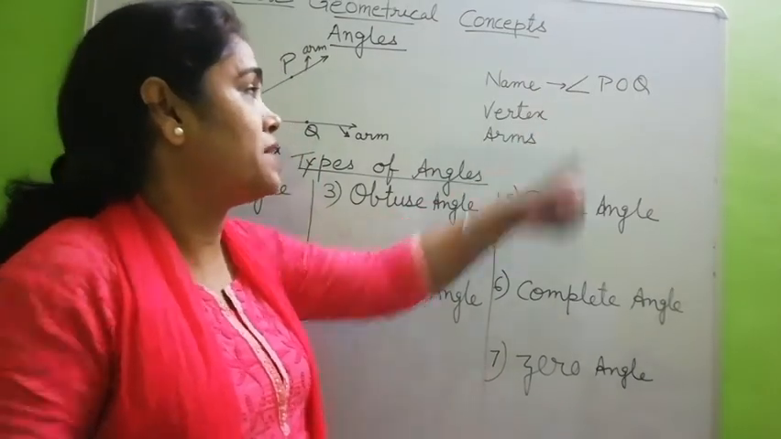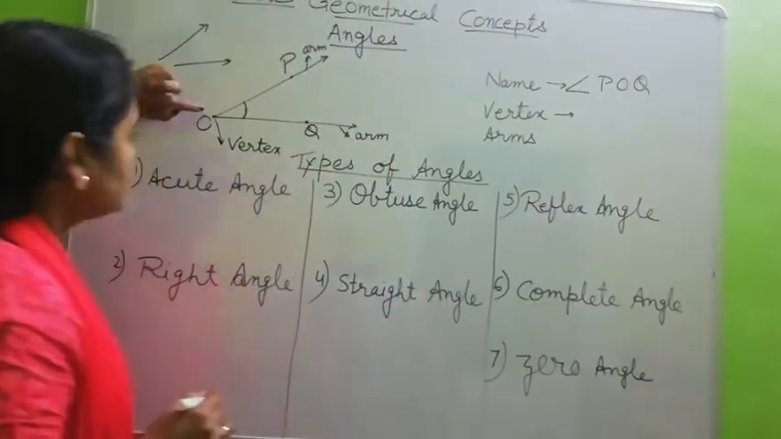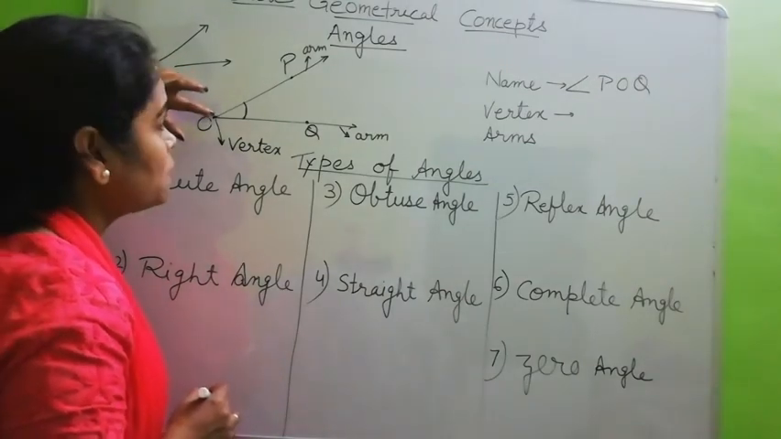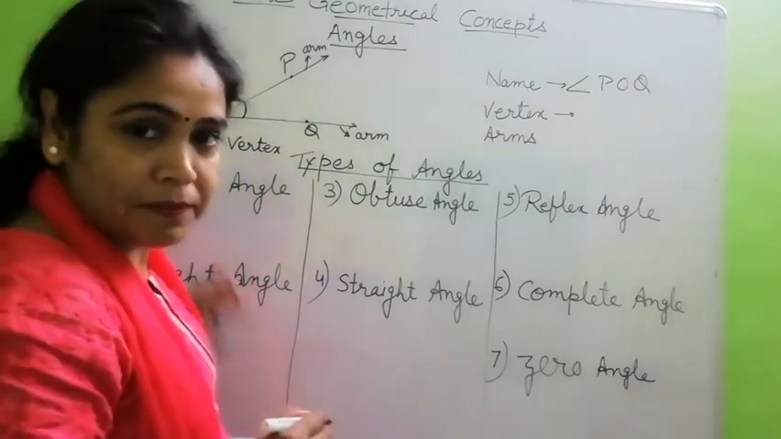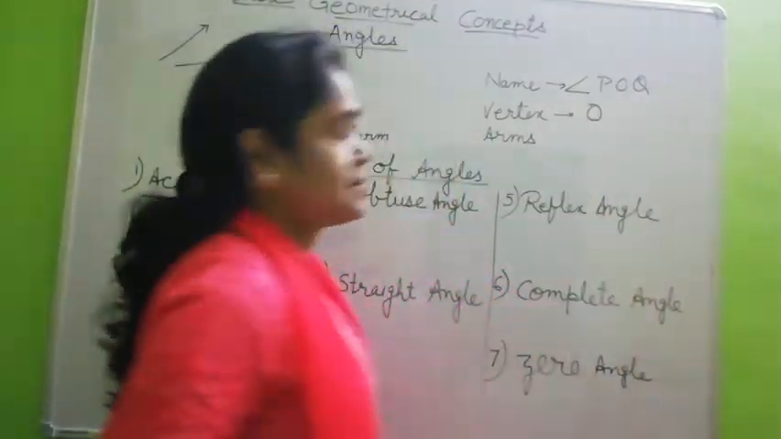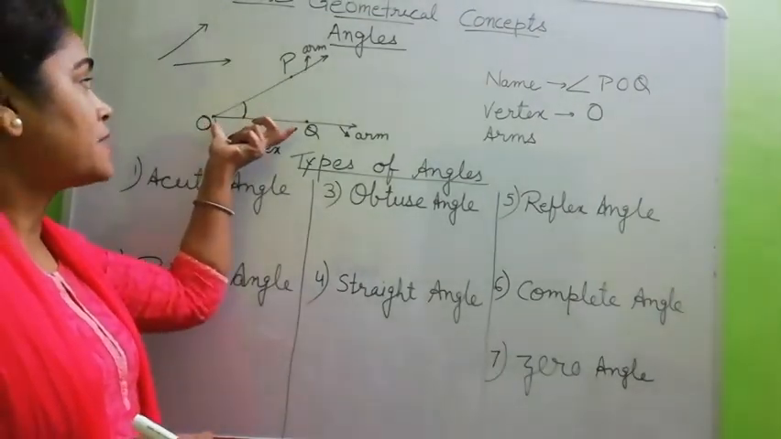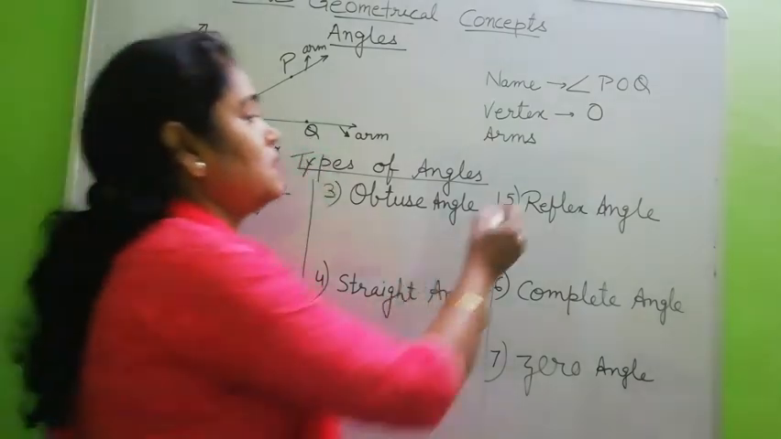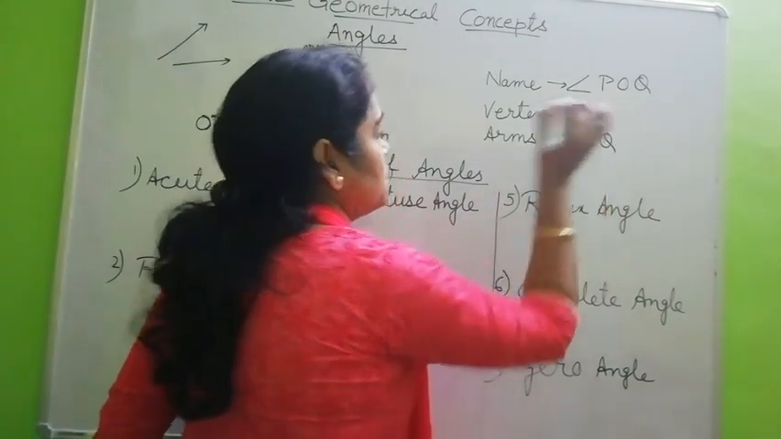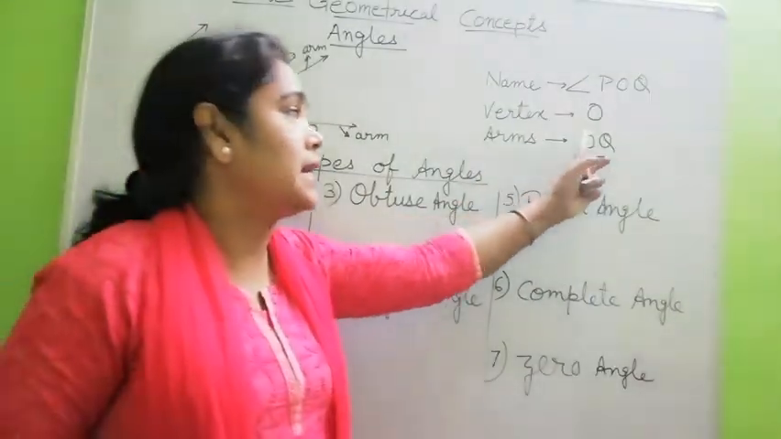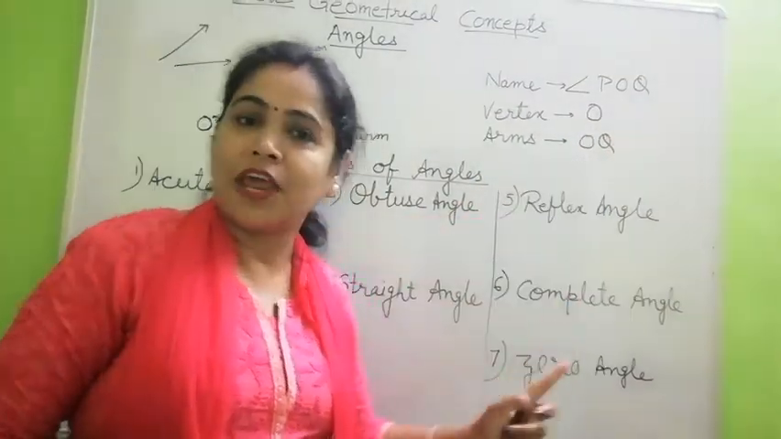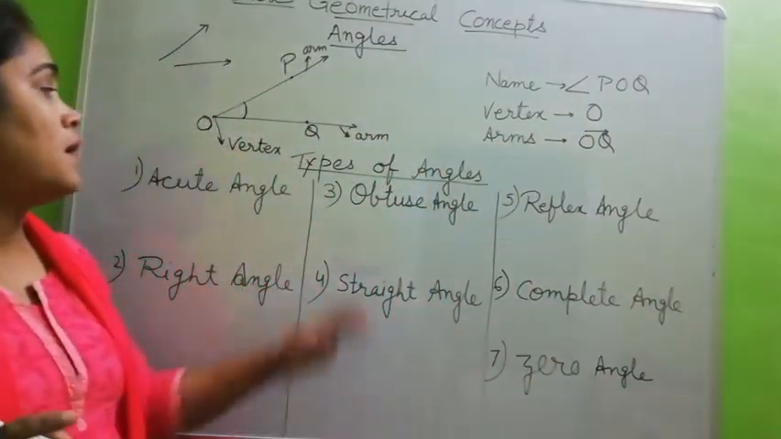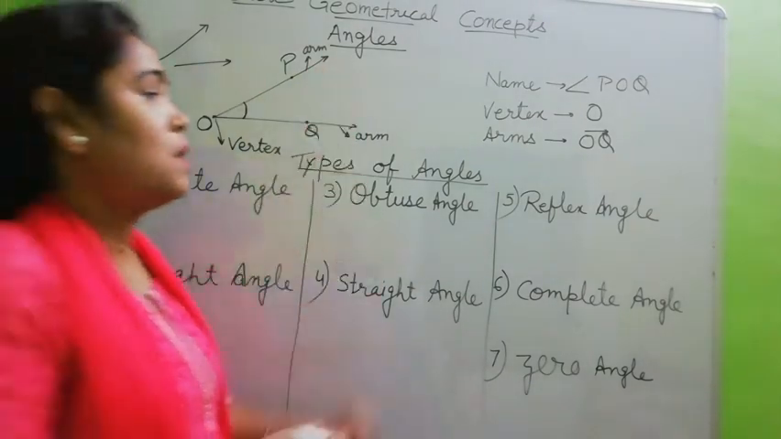Next, what is the name of the vertex? The vertex is the point where the arms meet. How do we write the name of the point? Just the alphabet. O is the vertex. Now arms. Arms are actually the two rays which are meeting. So the name of this ray is OQ, and I have told you that when you are writing any ray, on the top you give the symbol of ray. In my first video I have told this. And one more ray is there, OP.